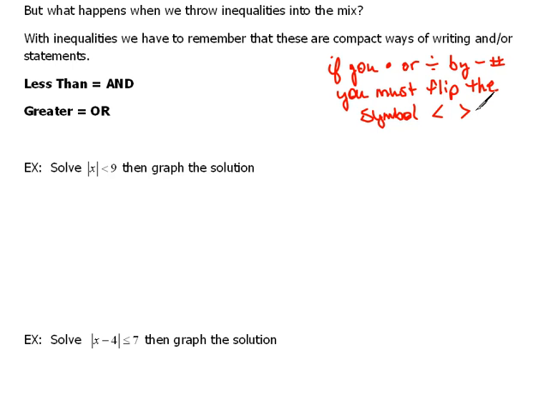Now, another thing that we need to review is the ands and the ors. If you'll remember, an and statement is the same thing as an intersection, which we talked about in the previous section. And an or statement is a union of sets. So we have to remember that. Now, to help you remember which one is which, when you see the less than sign, that's an and statement or an intersection. A greater than statement is an or, a union.